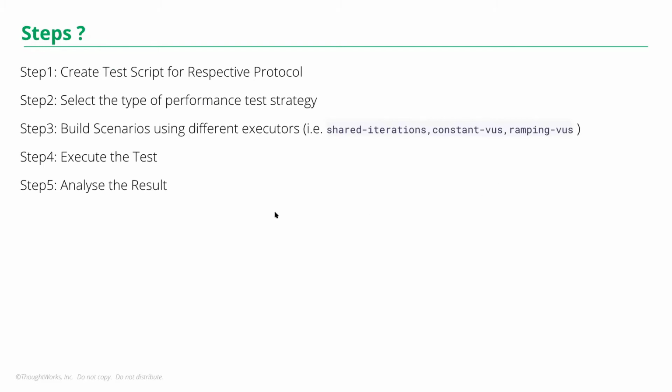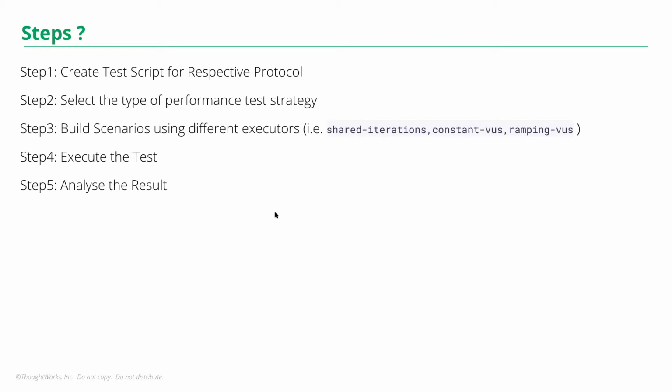Now we got to know about the basics of performance testing and what kind of strategies there are. Now we know what K6 is. The actual question is, what are the steps we have to take in order to write the test? The first step is to create the test script for the respective protocol and the request call. These are the very high-level steps we have to take in order to start writing the test script, till the end where we are visualizing the test.